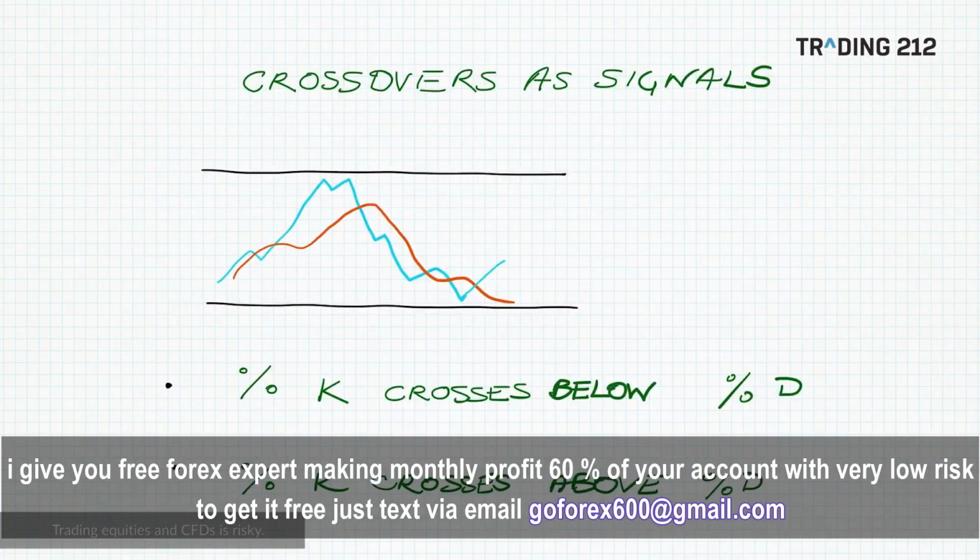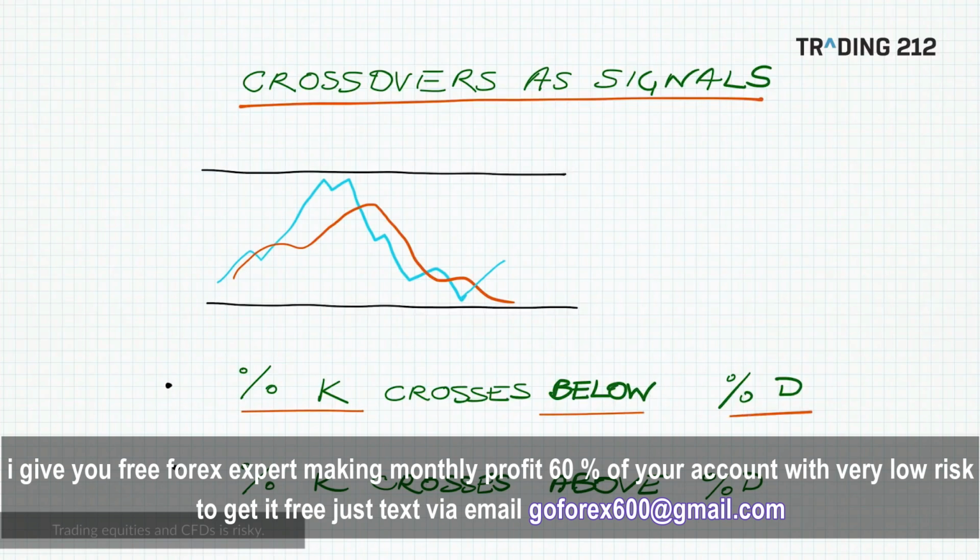And explaining a bit more about the second way of interpreting the stochastic oscillator, which was using crossovers as signals. The percentage K line crossing below the percentage D line would be a sell signal.